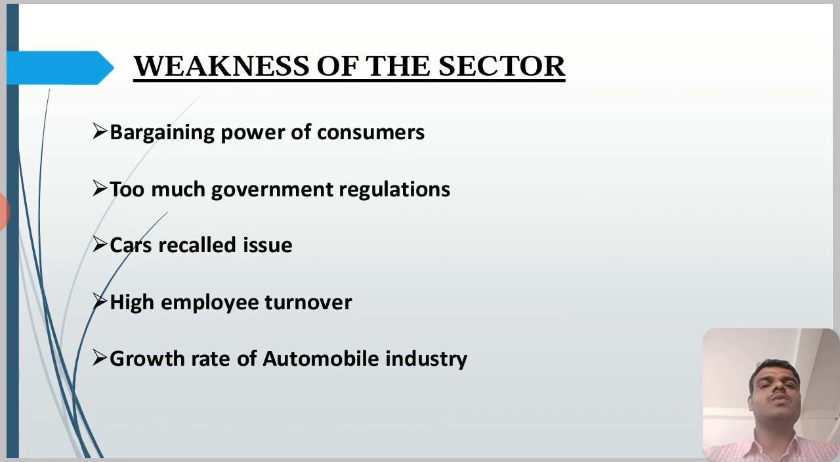Fifth and last one is the growth rate of the automobile industry. The growth rate of the automobile industry is in the hands of the government due to regulations like excise duty, no entry of outside vehicles in the states, a decreasing validity of the registration period, and volatility of fuel prices. These factors are always affecting the growth of this industry.